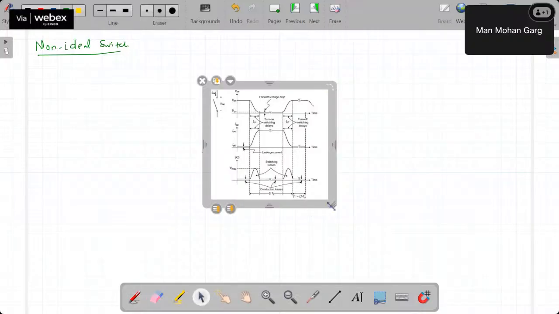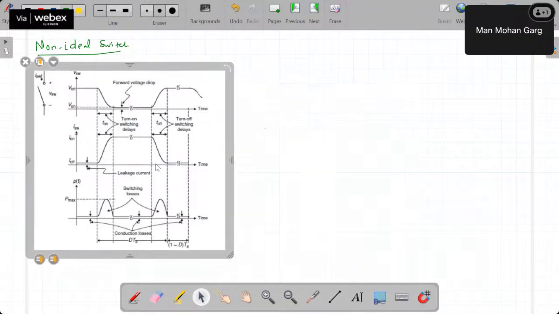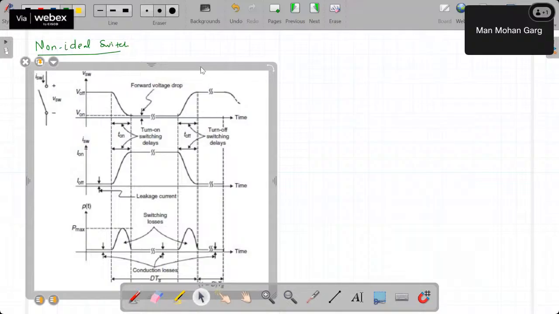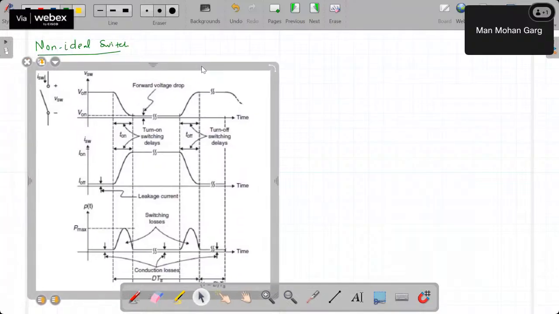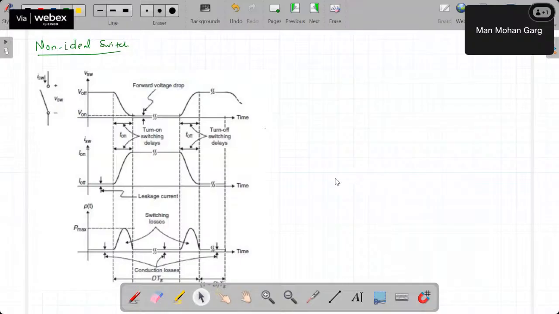Okay, so let us come now to the non-ideal switch. In the non-ideal switch, what happens? This is somewhat different from the ideal switch, and the non-ideal switch is actually the practical switch we use in hardware, or maybe use in simulation for exact analysis. We will see in modeling, control and analysis how these things impact. So in the non-ideal case, try to understand these characteristics.